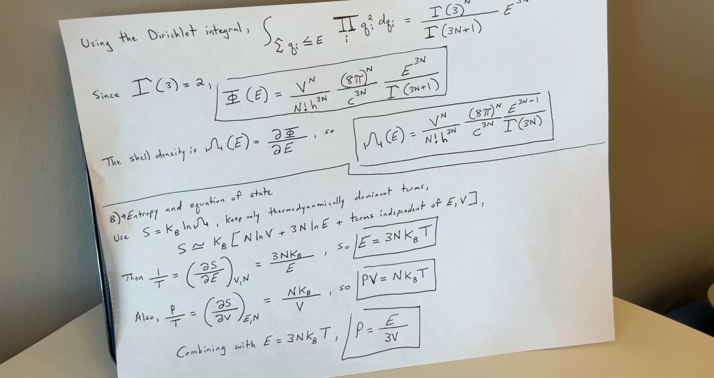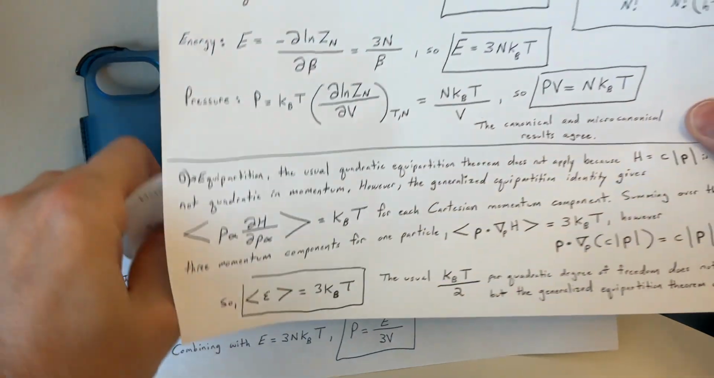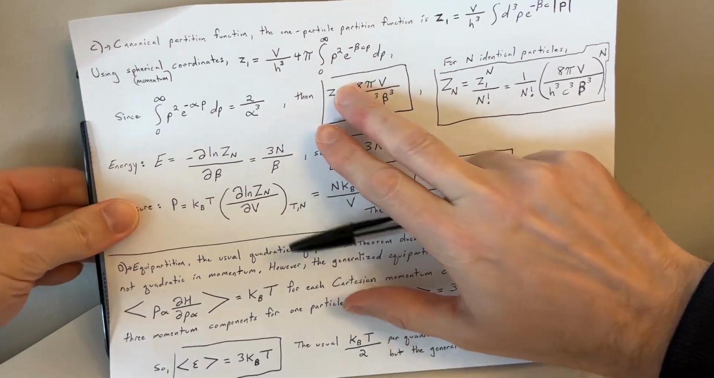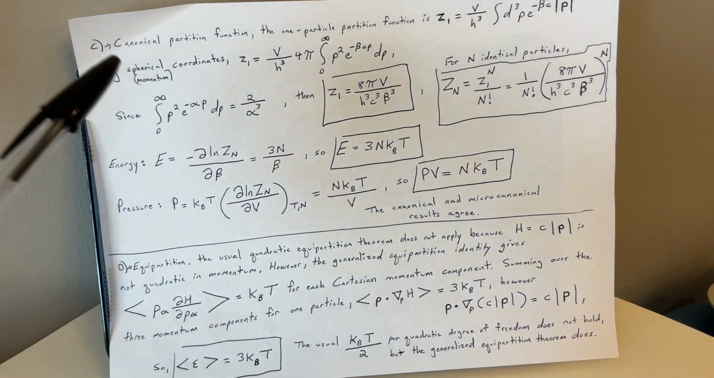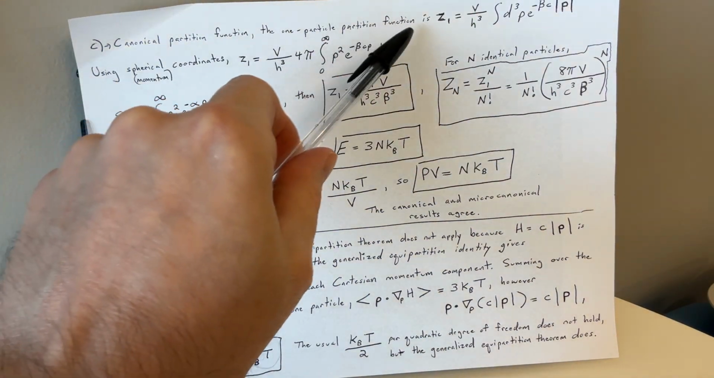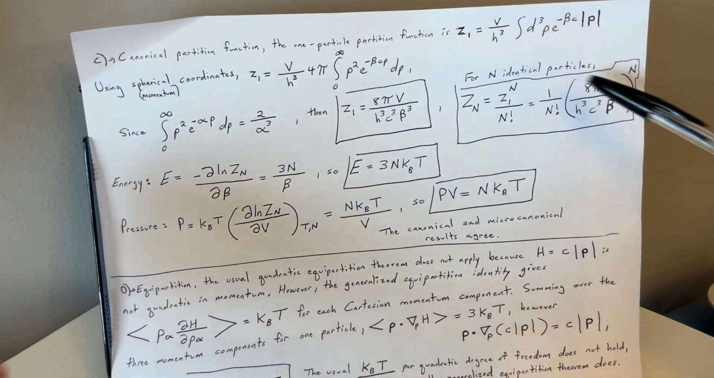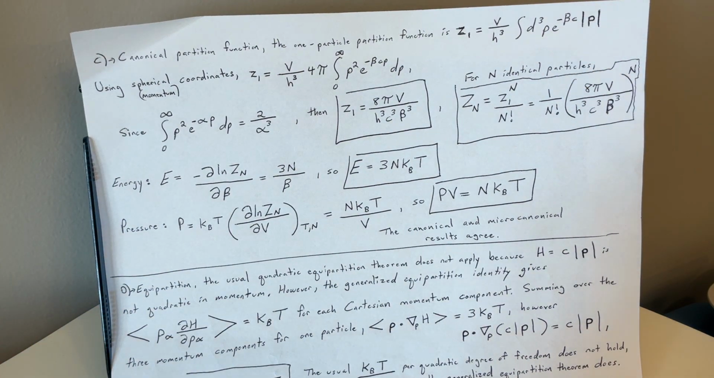And part C, what they want us to do is construct the canonical partition function Z(N, V, T) and verify that the thermodynamic relations agree with the microcanonical ensemble in the thermodynamic limit. So now for part C, canonical partition function. The one particle partition function is Z_1 equals V over h cubed times the integral d^3p e^(-beta c |p|).